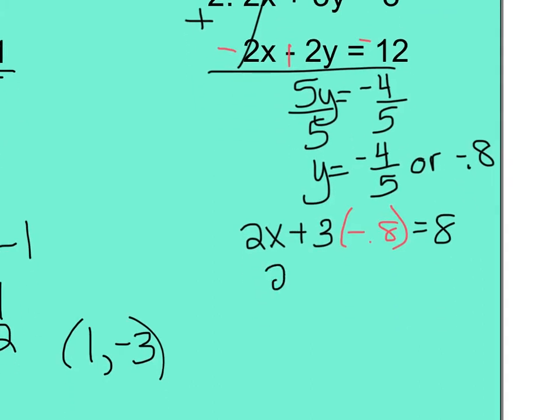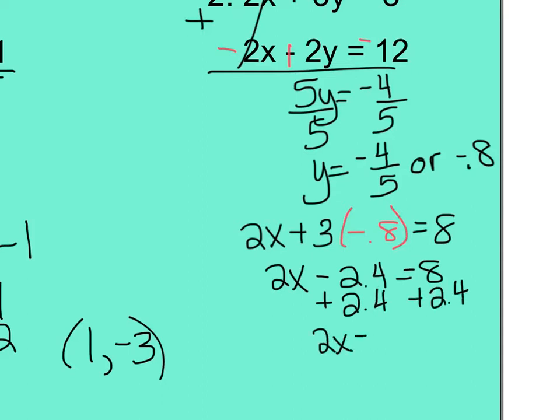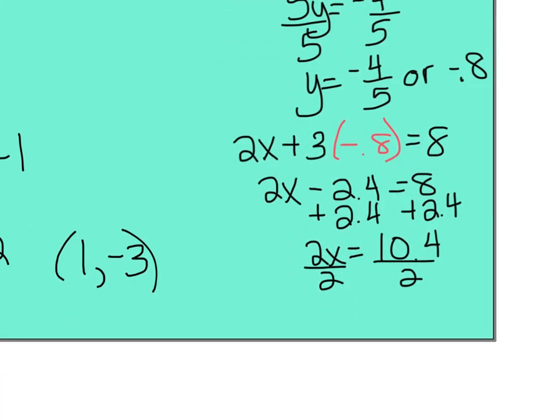So I have 2x minus now 2.4. It's minus because 3 times negative 0.8 turned it into a negative. So now I'm going to add that to both sides. So I have 2x equals 10.4. Divide by 2. X equals 5.2. So my ordered pair for this one would be 5.2 and negative 0.8.